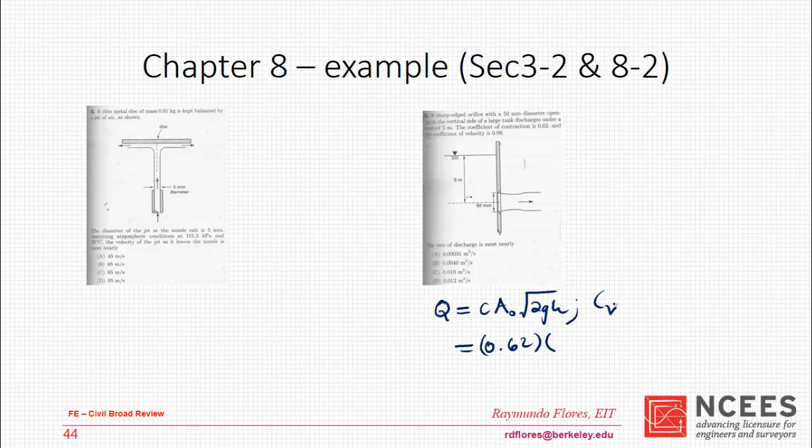And then times square root of 2, 9.81. Everybody should know 9.81. And then height is 5 meters. So you do everything and obviously convert millimeters to meters. And so what do you get?